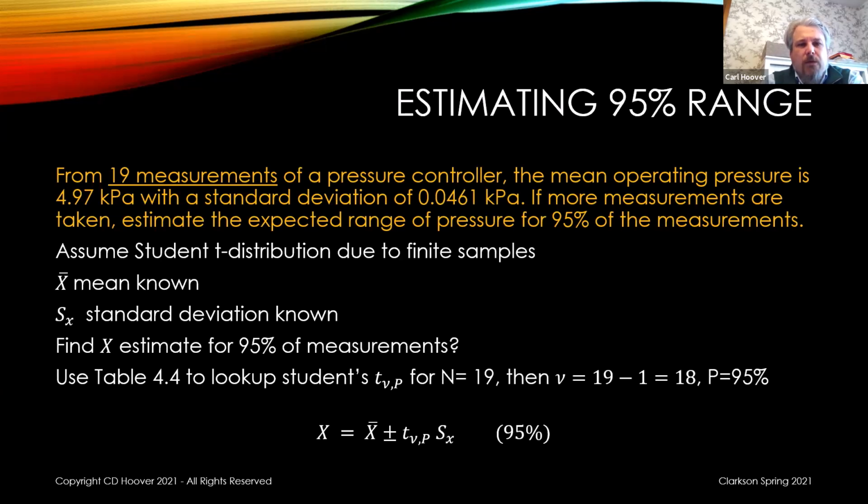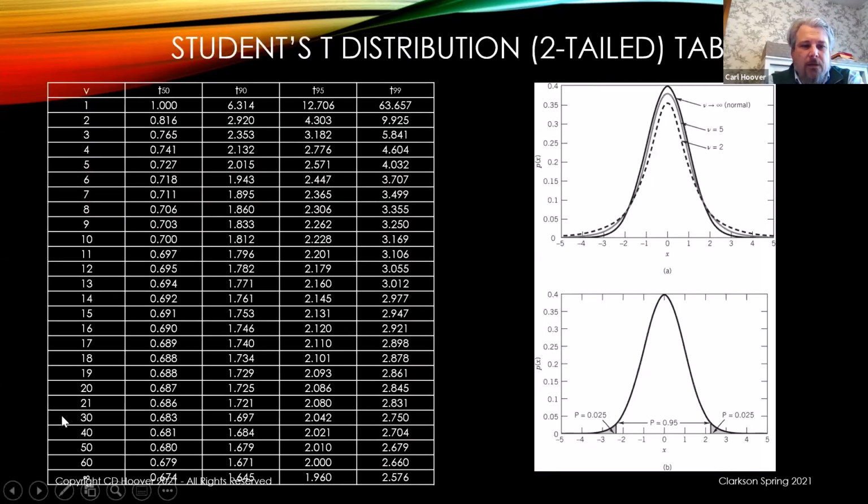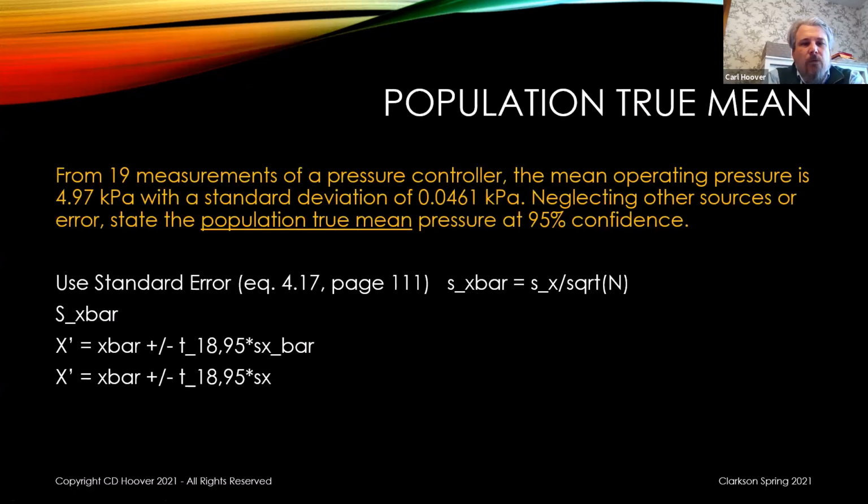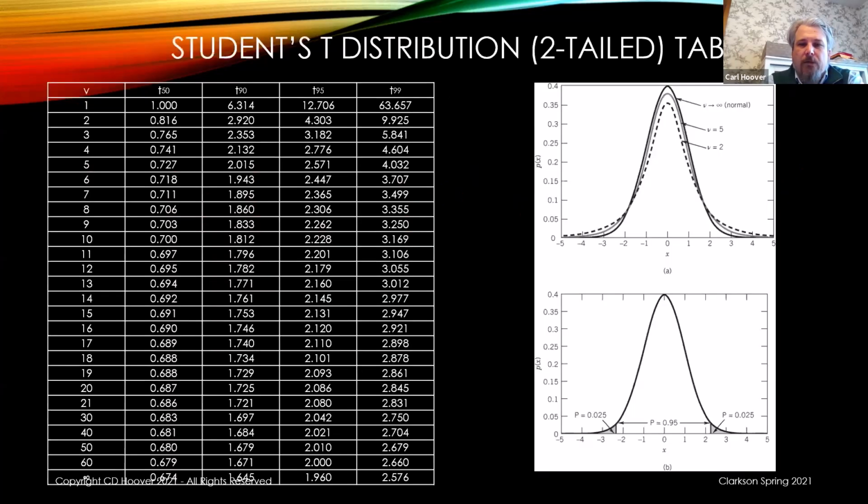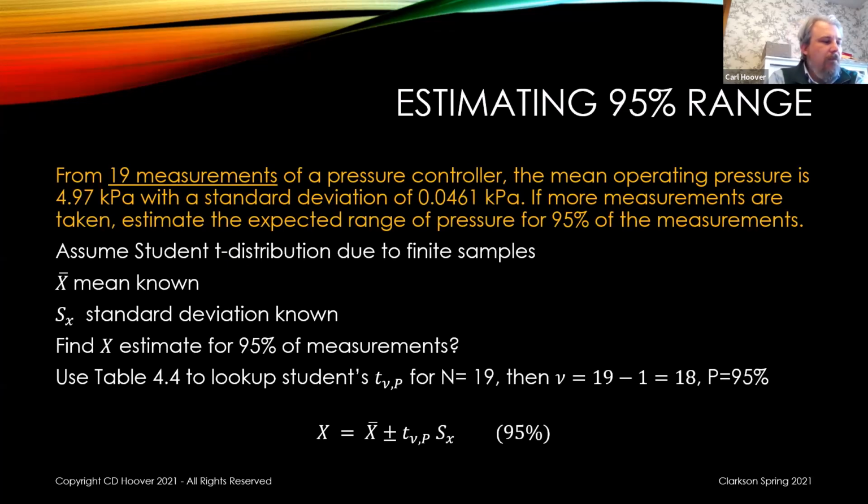I'm sorry, the number of measurements is 19. So the degrees of freedom is 18. So 18 right here, 18 and 95% probability is 2.101. And so we just use our sample standard deviation and our mean and calculate the range there. Oops, actually, let me go back here. I think that there's two different problems. Yeah, estimate the expected range for 95% of the measurements.